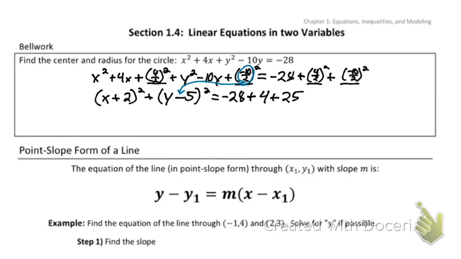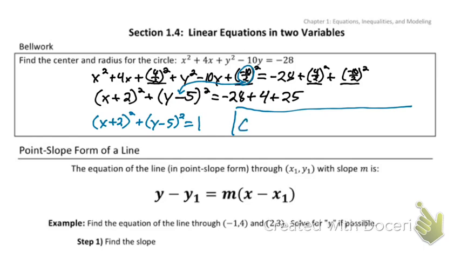And then we are going to end up with x plus 2 squared plus y minus 5 squared, and this is going to equal a positive 1, or just 1. Well, that means my center is going to be, if it's in parentheses, it's the opposite. So it's actually going to be negative 2, positive 5. I'm just going to put a 5, but just know that it is a positive 5.